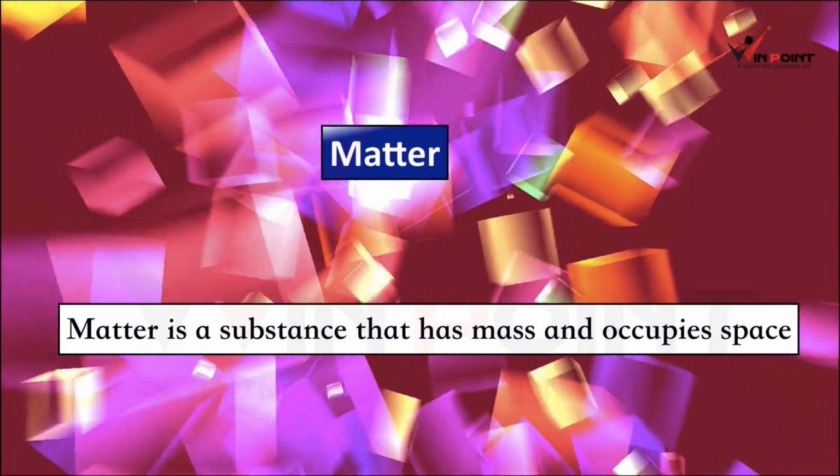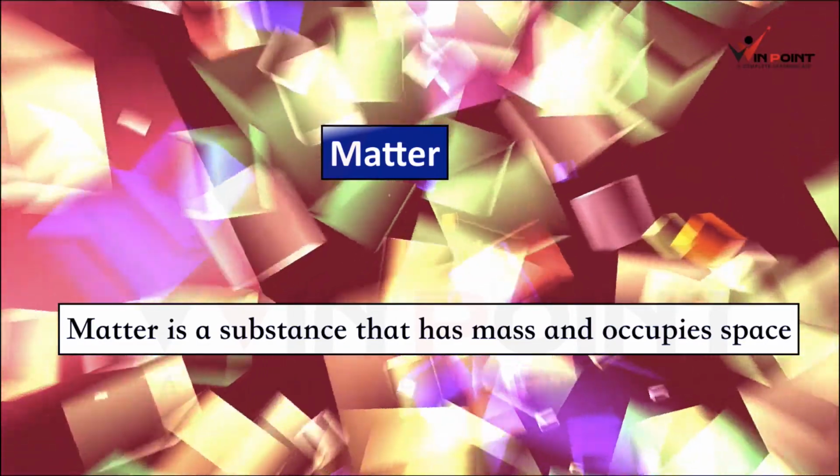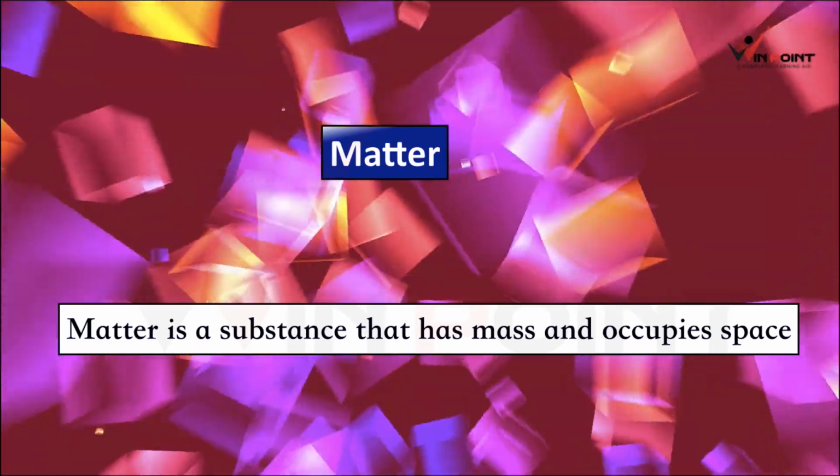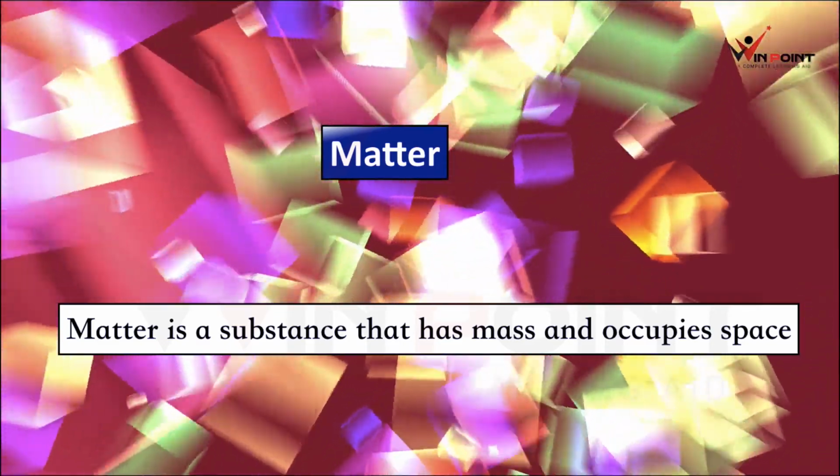Now we can define matter. Matter is a substance that has mass and occupies space. It is the simplest definition of matter. Anything that occupies space is known as matter and it should have mass.